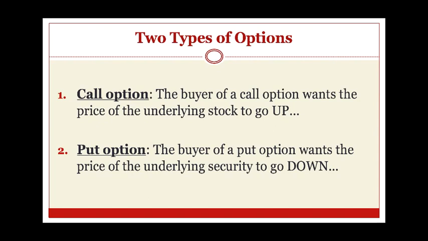The first thing we want to know is that there are two types of options, a call option and a put option. We're going to focus on buying for the first few episodes that we're talking about options just to make it simpler, and we'll get into selling a little later on. But let's say that you're going to buy a call option. When you buy a call option, you want the underlying stock to go up. That's how you're going to make money. And the opposite is true for a put option. When you buy a put option, you're betting that the underlying stock is going to go down. Simple enough, right?